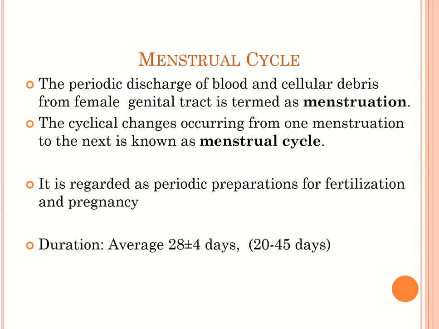So the normal average duration of the menstrual cycle is around 28 plus or minus 4 days, meaning 28 minus 4 is 24 days up to 32 days. So 24 to 32 days is a normal average menstrual cycle. That's the duration, but it can vary from 20 to 45 days. It can vary from person to person, but on average, the duration of the menstrual cycle is 28 plus or minus 4 days.